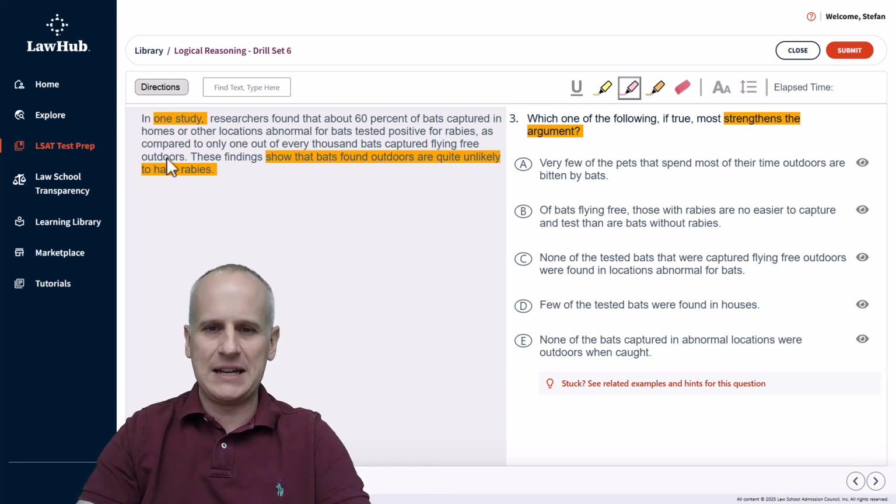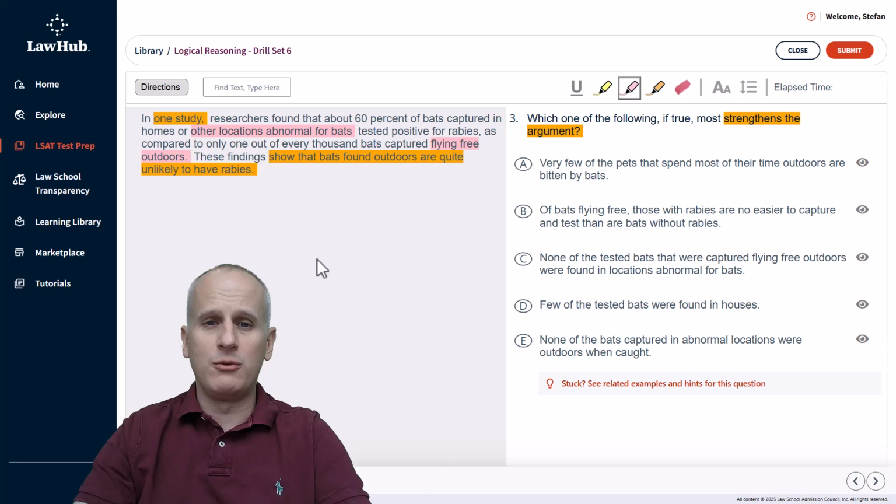Well, a home is definitely not outdoors. But what are other locations abnormal for bats? Could that potentially be a place outdoors? We don't know. So if you can recognize a term shift such as this, you can highlight in a different color to focus your attention on what is very likely to be a point at issue within the argument.